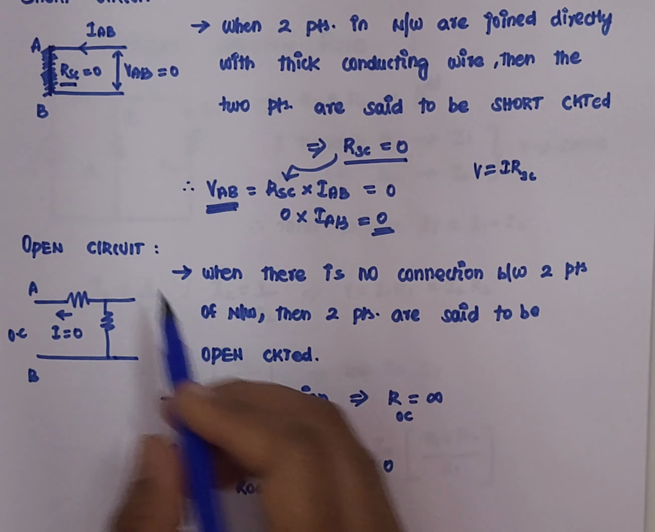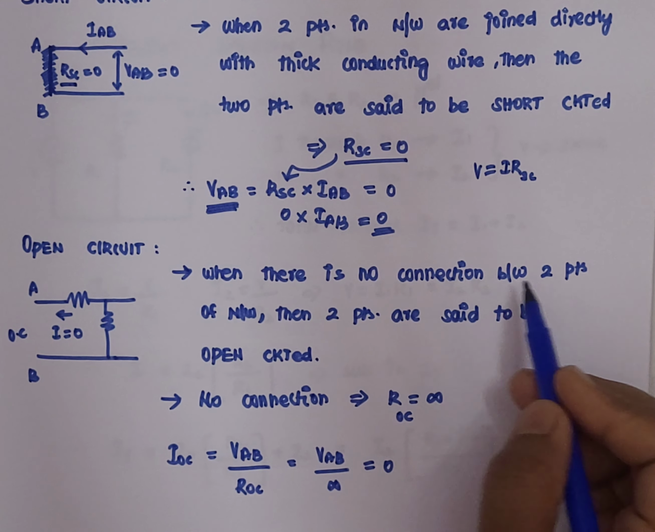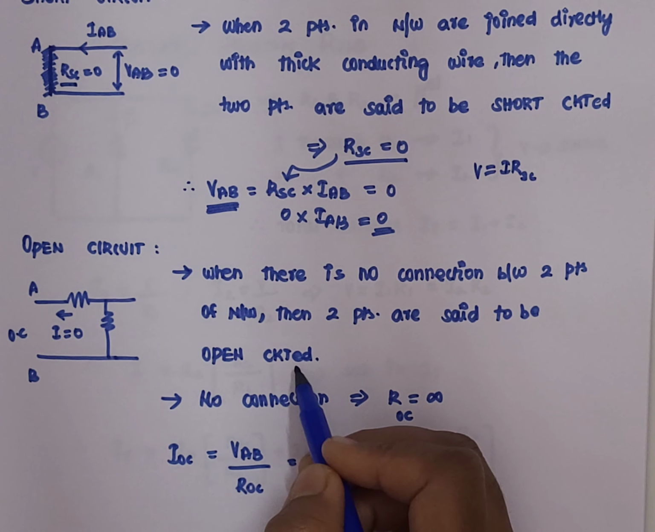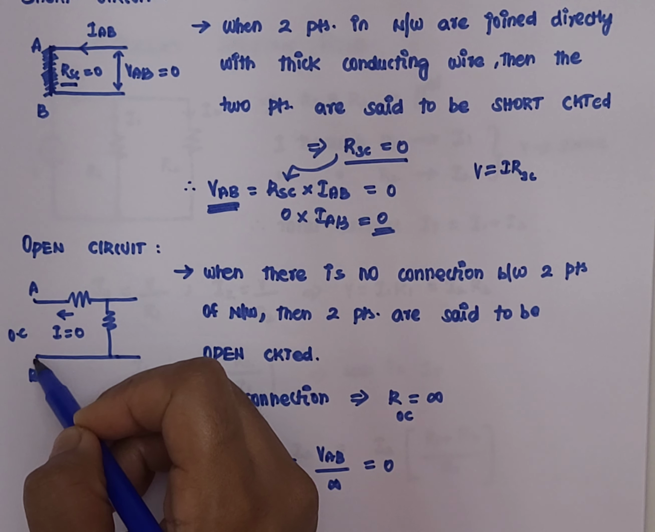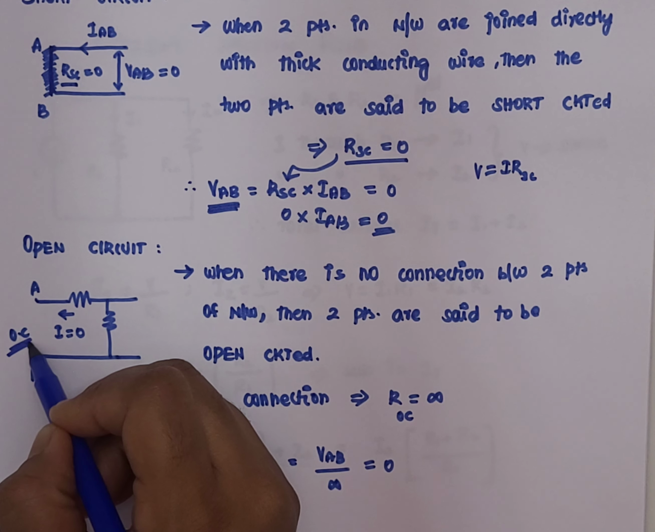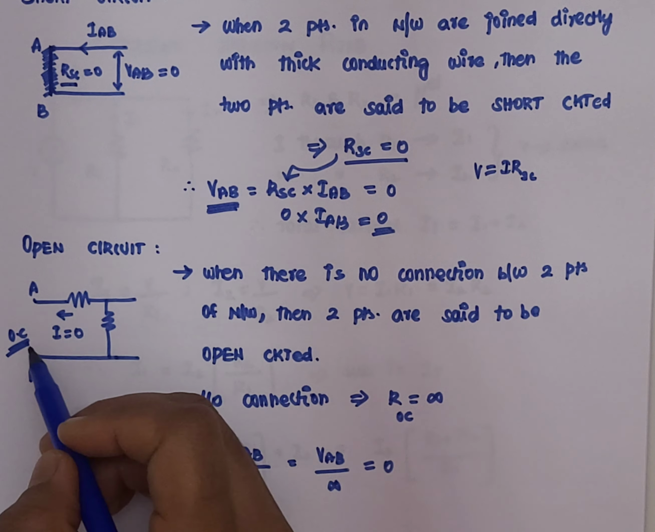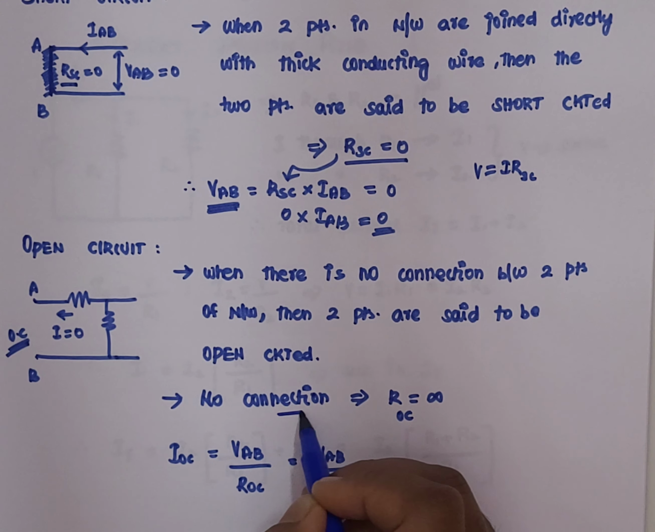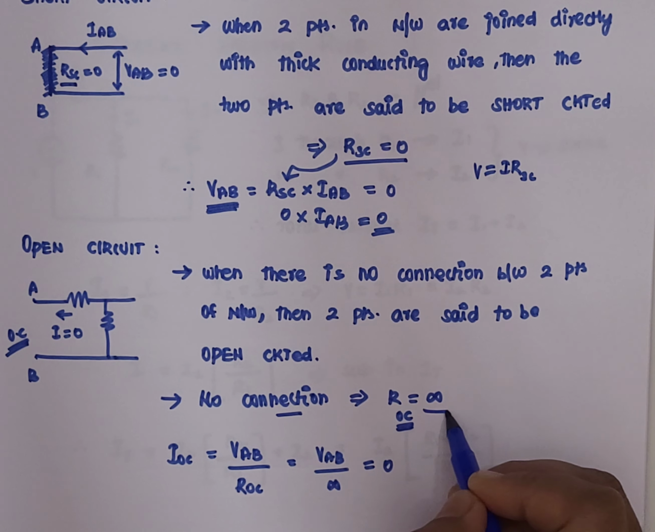Now let us see the open circuit condition. The definition is whenever there is no connection between two points of a network, then the two points are said to be open circuited. So if we consider this circuit, the points A and B do not have any connection, which means it is open circuited. So there will not be any flow of current over here, and the resistance value is infinity here. Because of no connection, the value of ROC, that is open circuit resistance, is represented in this way, which is equal to infinity.